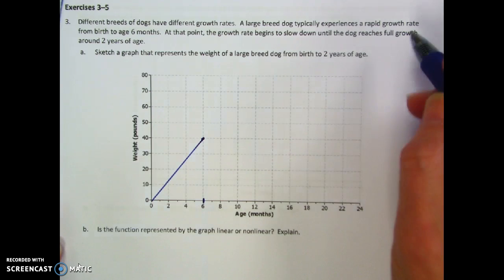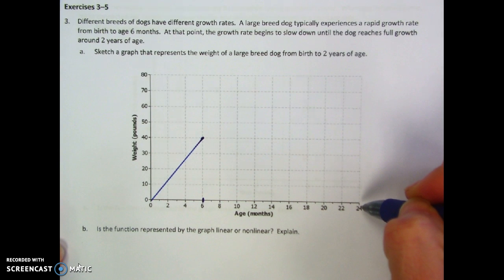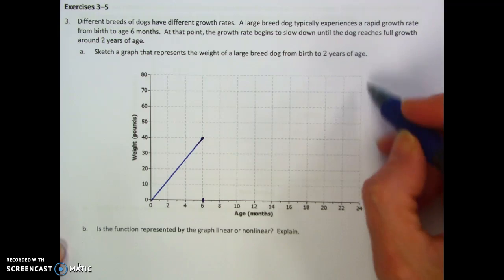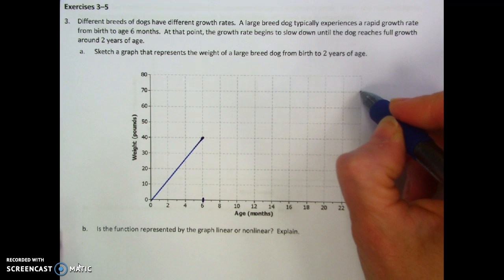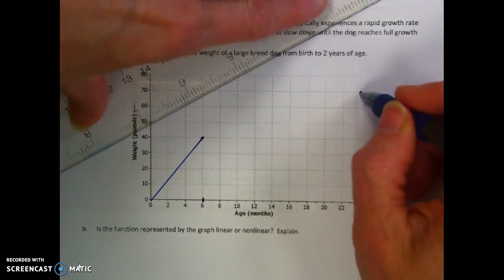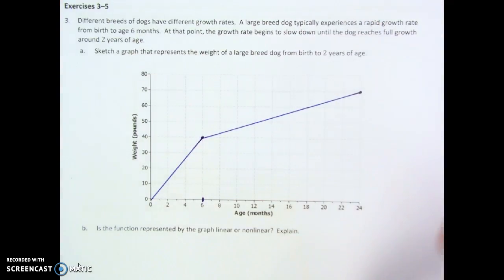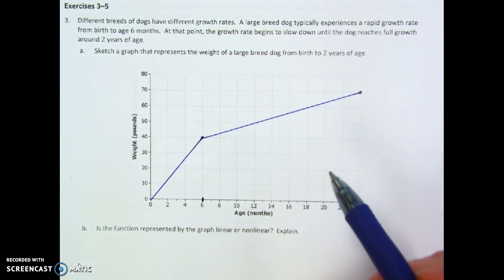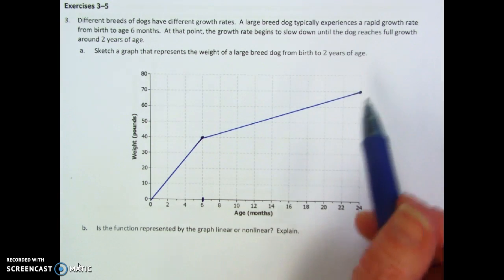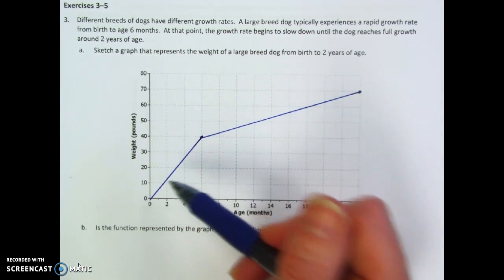So until it's 24 months, which is 2 years old, then it would grow to its full size. So let's say it's going to go to about 70 pounds total. And in that time, you can see that this line has a flatter slope. It's increasing at a lesser rate than the beginning.